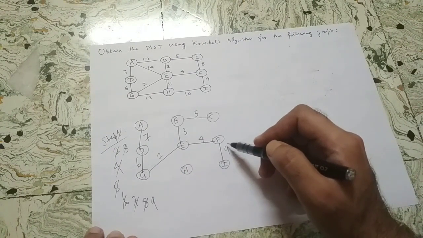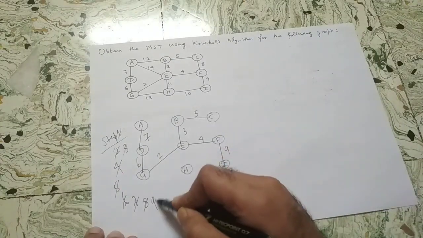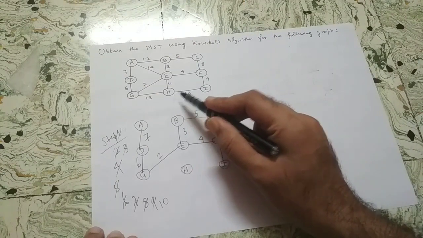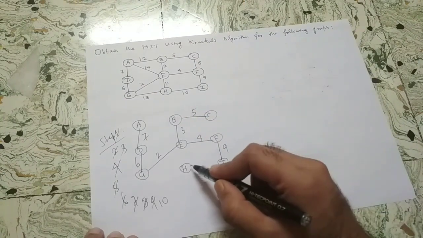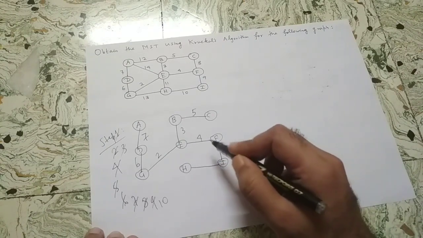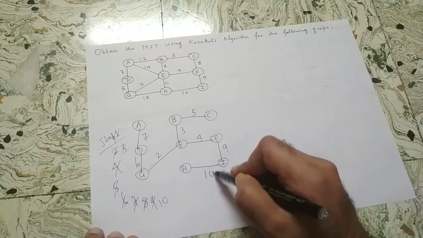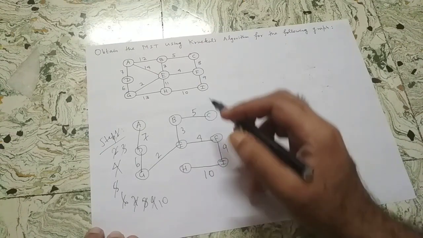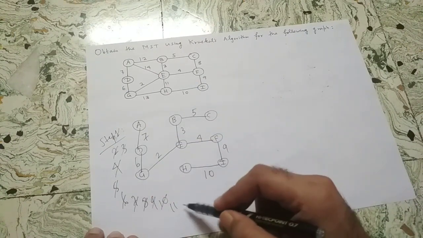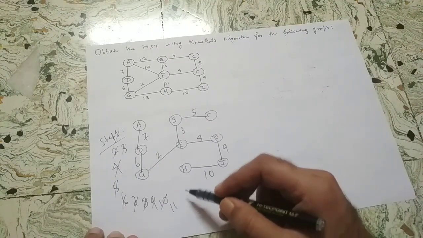Now next step is my step 10. The edge to consider is the edge connecting H and I. If I include this edge H and I, it will not lead to a cycle. It will not lead to a closed figure. So I'll include this edge. Fine. Now, please keep track of the step numbers. If I miss out any step number, please make the necessary changes.